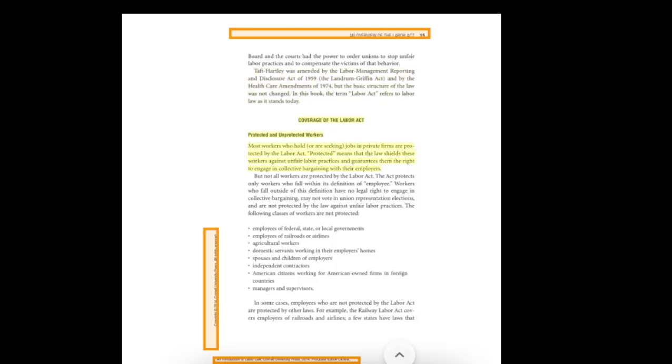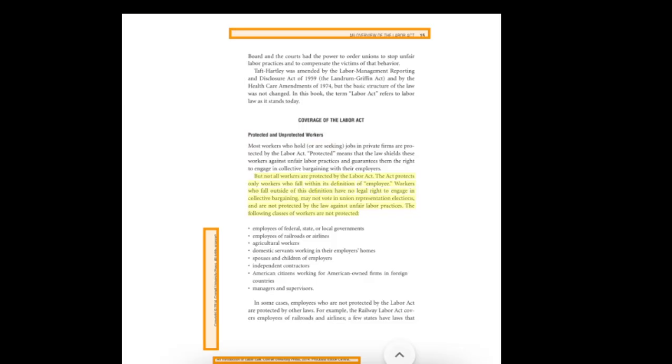Coverage of the Labor Act. Protected and unprotected workers. Most workers who hold, or are seeking, jobs in private firms are protected by the Labor Act. Protected means that the law shields these workers against unfair labor practices and guarantees them the right to engage in collective bargaining with their employers. But not all workers are protected by the Labor Act.